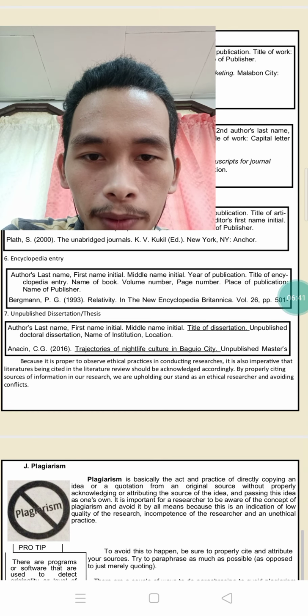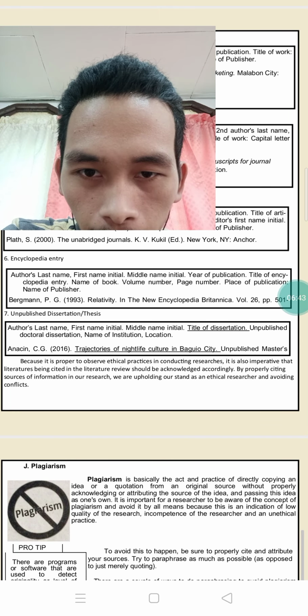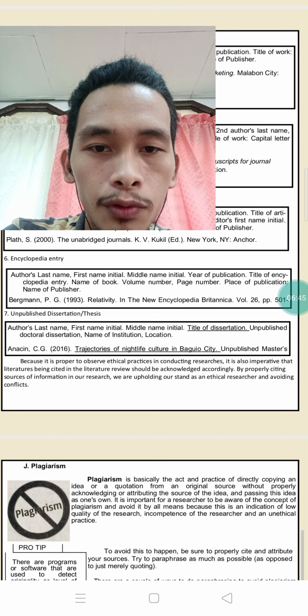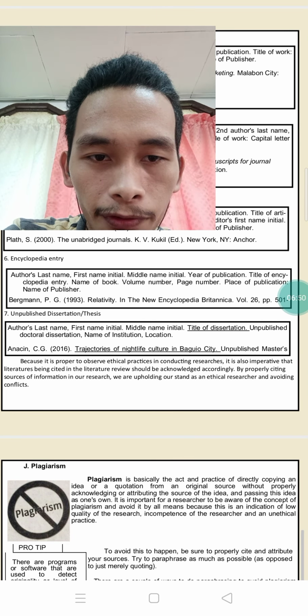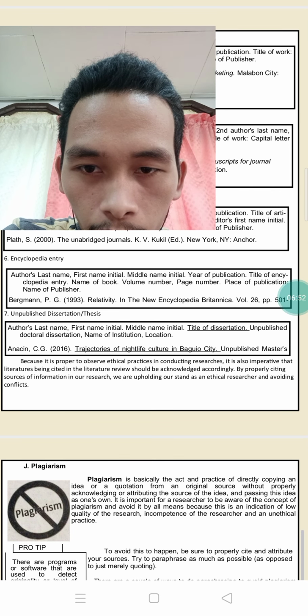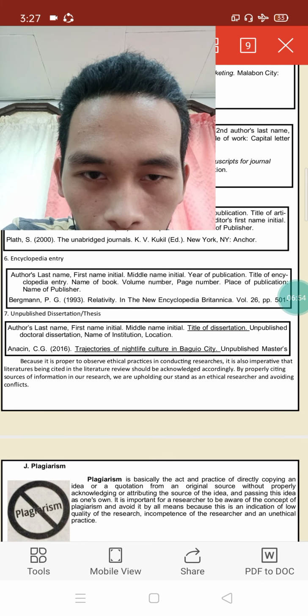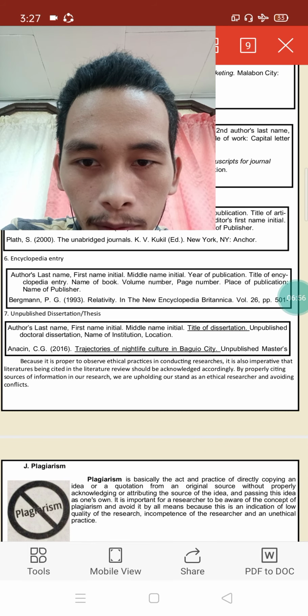In the new Encyclopedia Britannica, diba? The name of the book, and then volume 26, page 501, and then naputol siya. And then followed by place of publication and name of publisher.